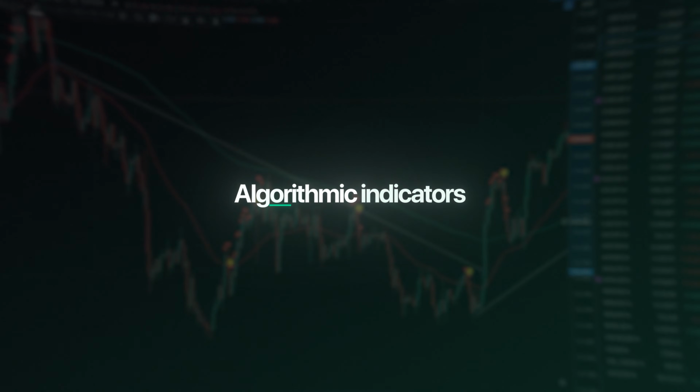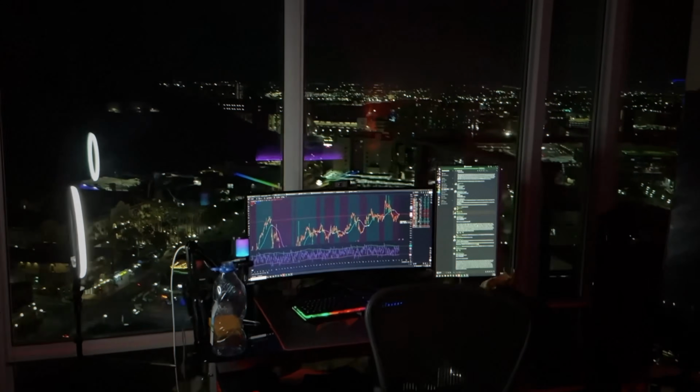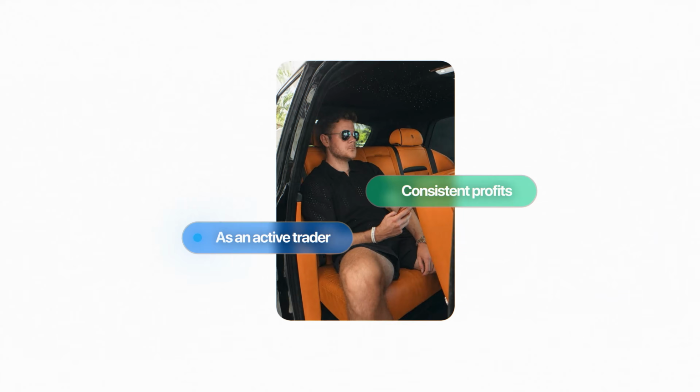And the reason why I like algorithmic indicators is because it will literally just print the entry point, and then you can just walk away and enjoy your day, and you don't have to be obsessively monitoring it. It's extremely simple, pretty reliable, and it's the reason why I've been able to make consistent profits as a trader.